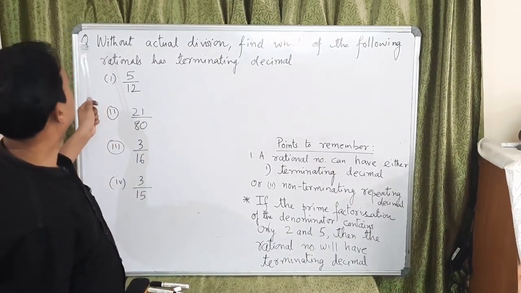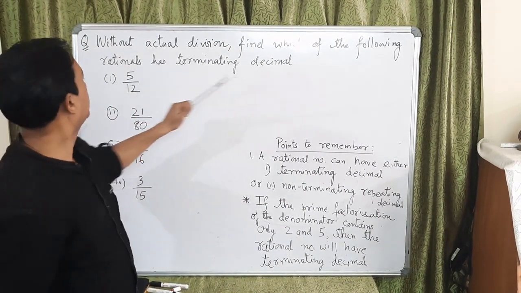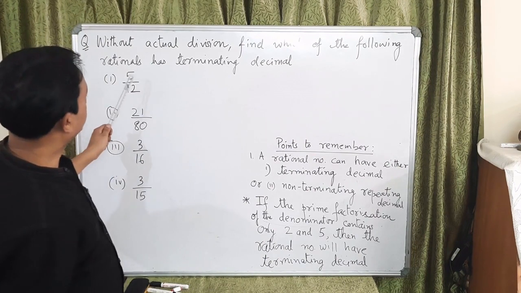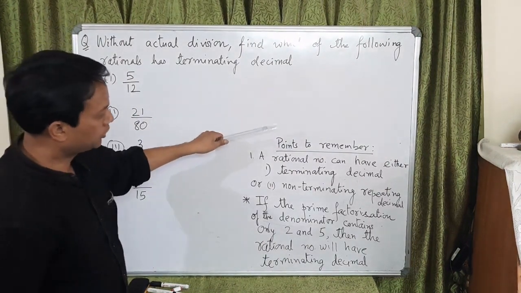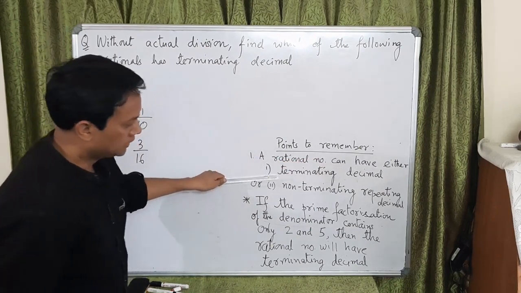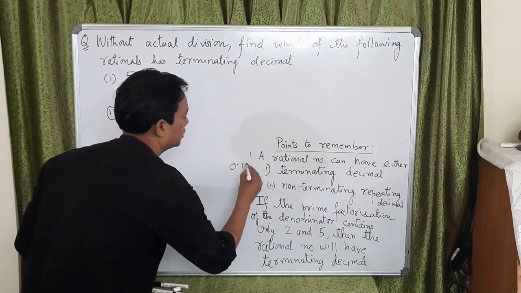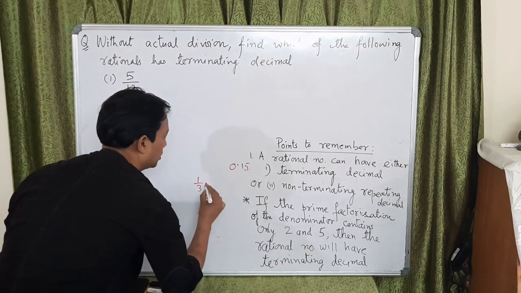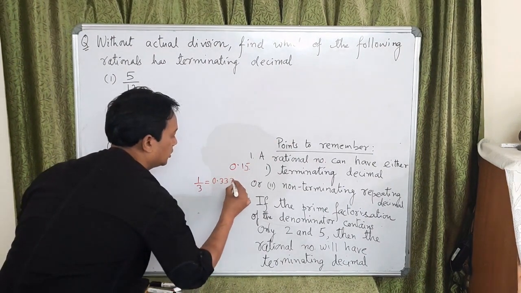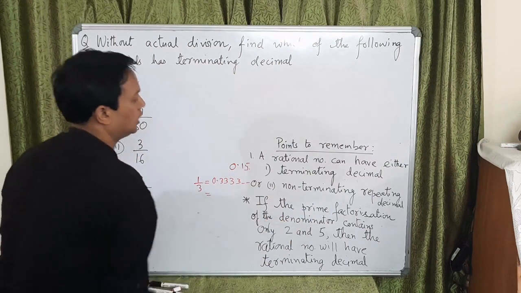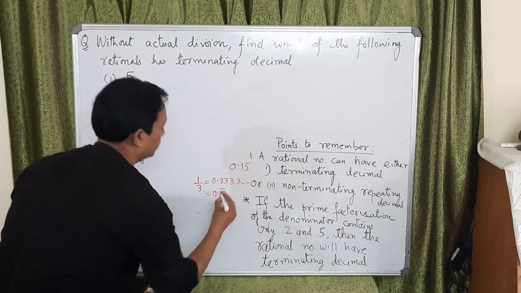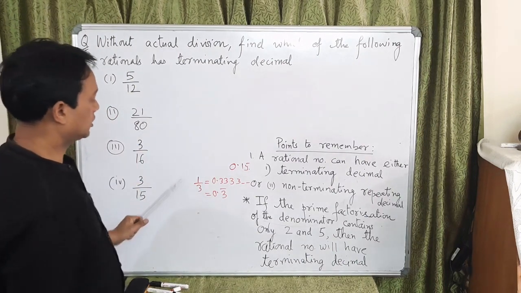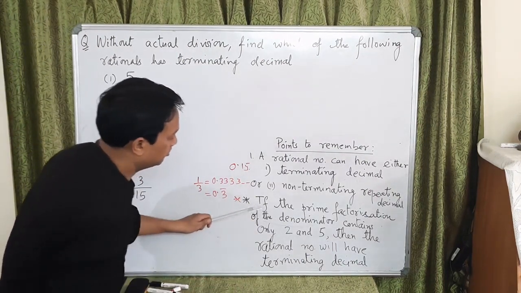Now coming to the next question, here, without actual division, find which of the following rationals, all these are rational numbers, has terminating decimal. So now we have to tell without dividing whether this has terminating decimal or non-terminating repeating decimal. As we already know, points to remember. A rational number can have either terminating decimal, meaning a decimal which stops, it does not continue, say after 0.15 or any number, it stops. Or non-terminating repeating decimal. Say if you take a rational number 1 by 3, when you divide, you will see that it comes out 0.3333. It will continue. So this type is called non-terminating repeating decimal, or also called recurring, and we put a bar for representing this. Anyway, so how will I know without dividing whether this will have terminating or non-terminating decimal? So in order to do that, we have to remember this very, very important point.